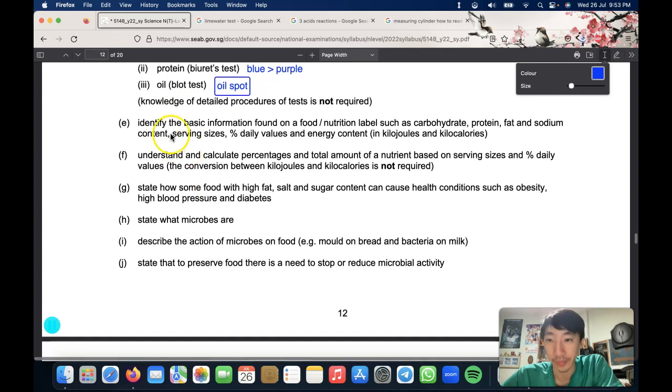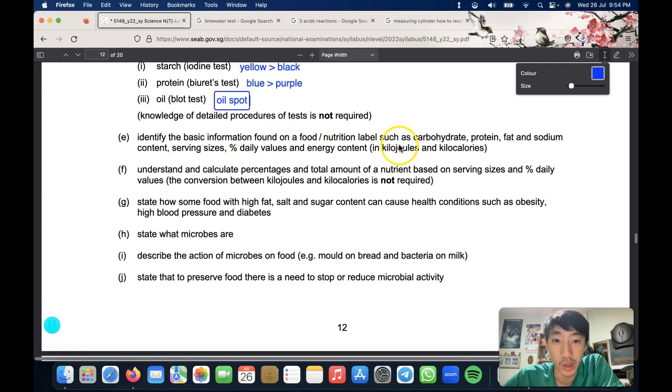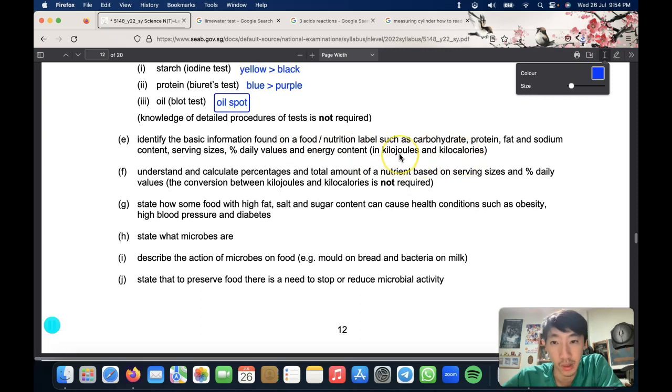Next, we need to identify the basic information found on a food nutrition label, such as the carbohydrate, protein, fat, sodium content, serving sizes, percentage daily value, and energy content. Okay, so energy is in 2 units. Some countries use kilojoule, some countries use kilocalorie. Okay, Singapore we actually use kilocalorie.